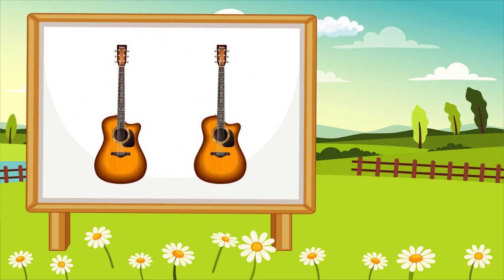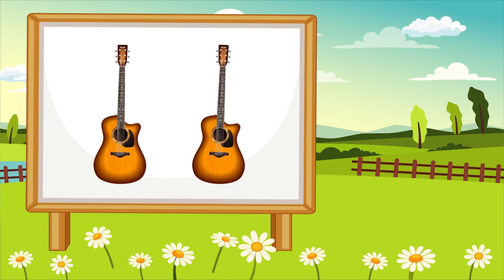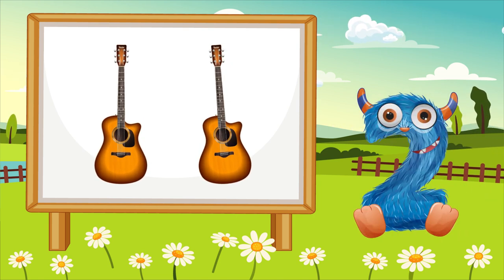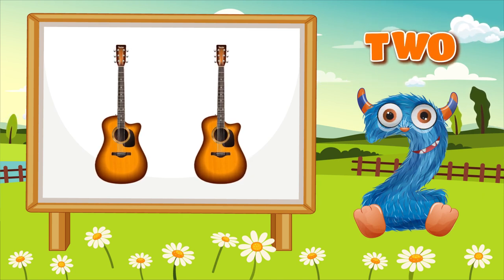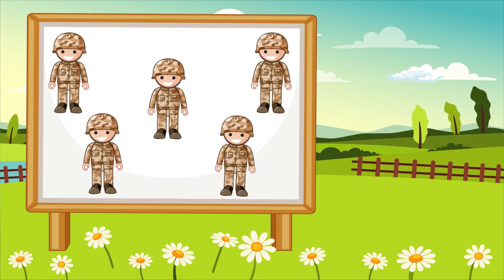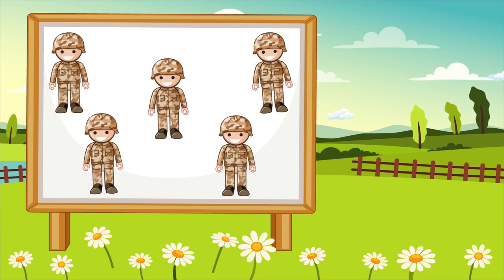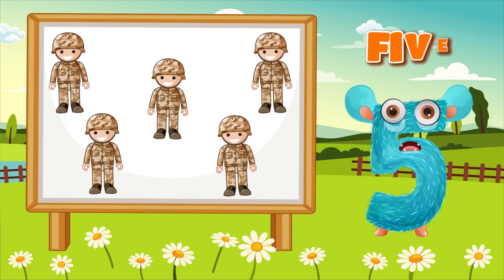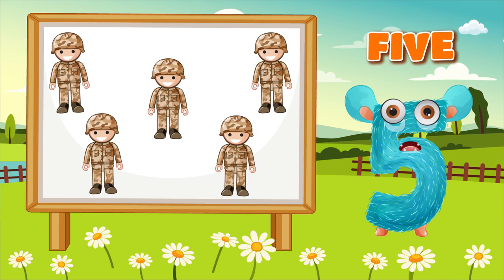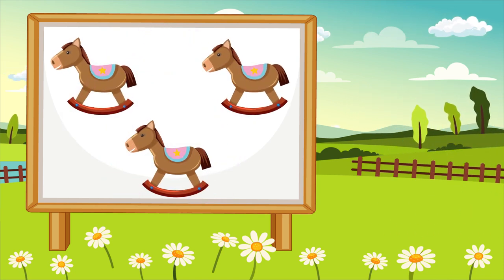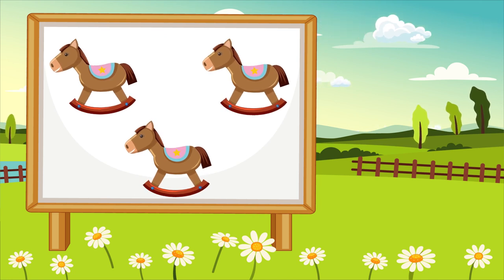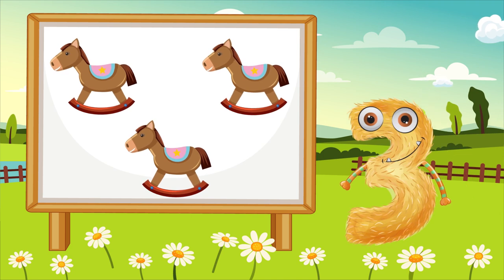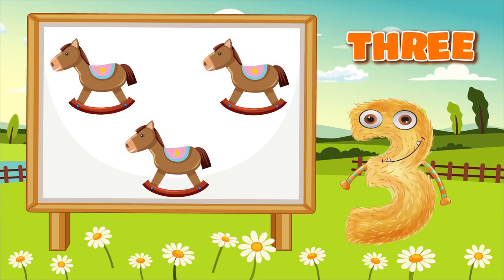How many objects are here? 2. 2 objects. Yay! How many objects are here? 5. 5 objects. Yay! How many objects are here? 3. 3 objects.